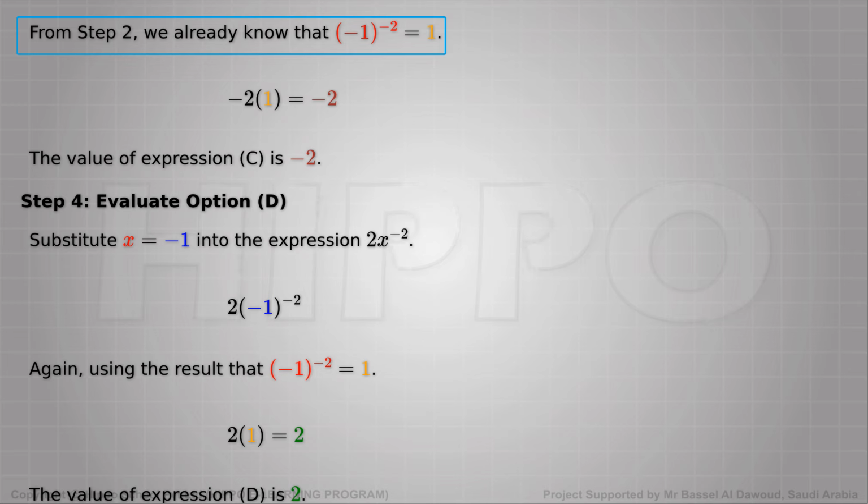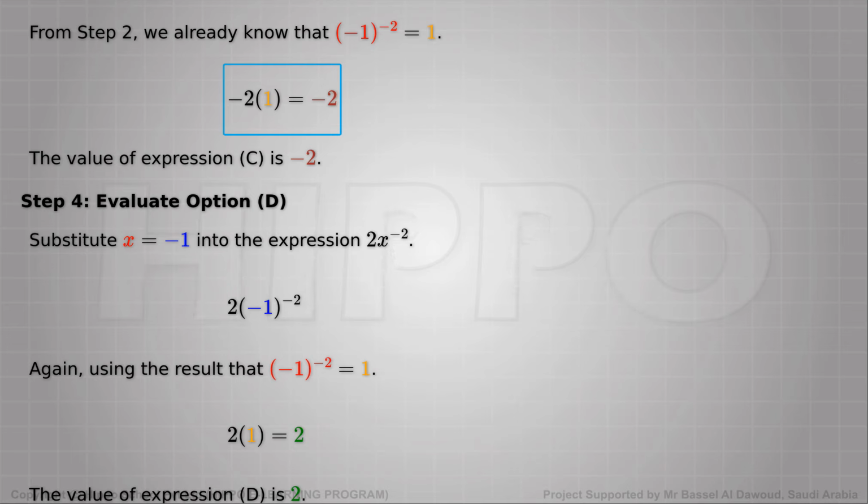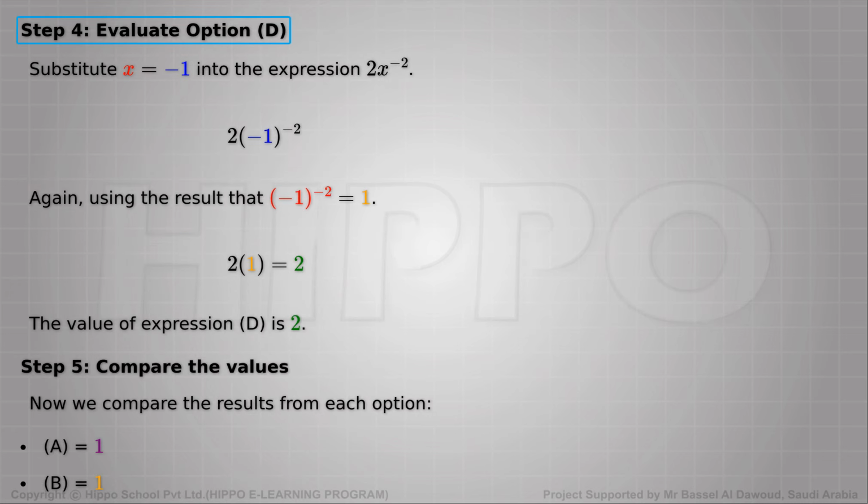We already calculated that -1 to the power of -2 is equal to +1. So we can just substitute that value in. The expression simplifies to -2 times 1, which equals -2. So the value of option C is -2. Finally, let's look at option D.